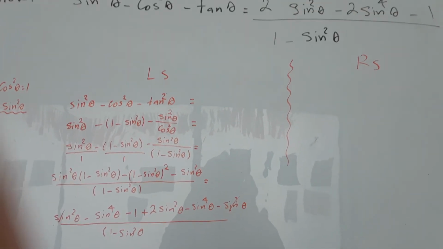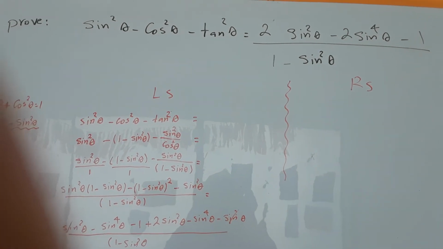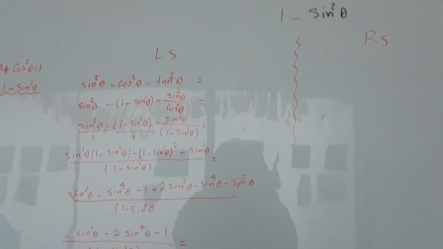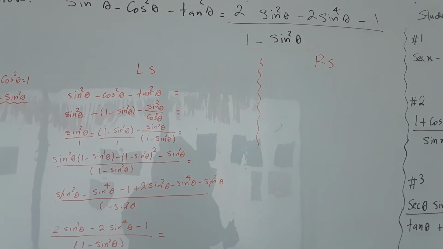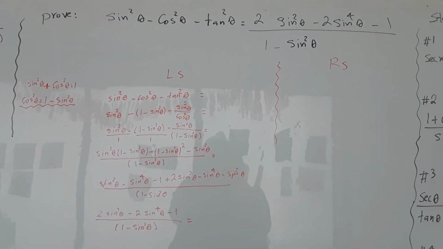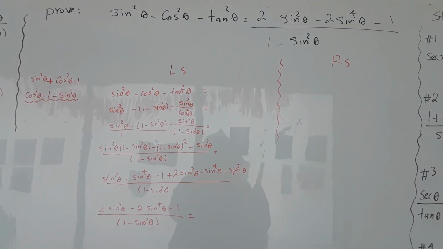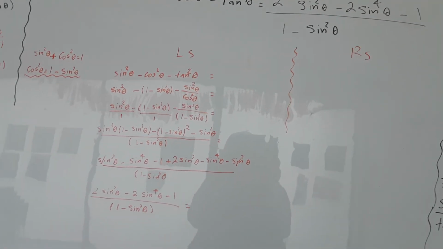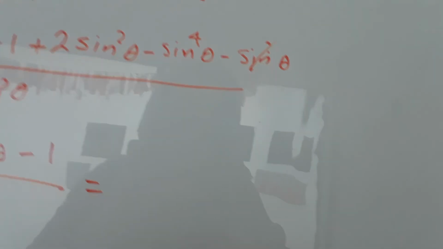I simplify. And is it the same as the right side? Yes, as you see the right side, I don't want to just write it again, but I started from the left side and proved it to the right side. So therefore I can say that the right side is equal to the left side, and I proved this trigonometric identity.